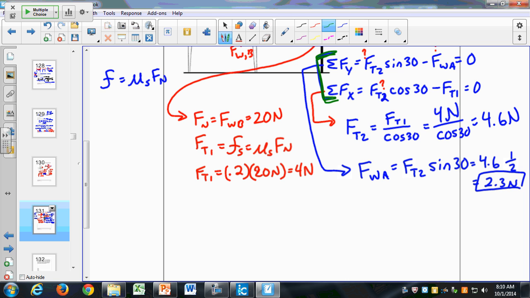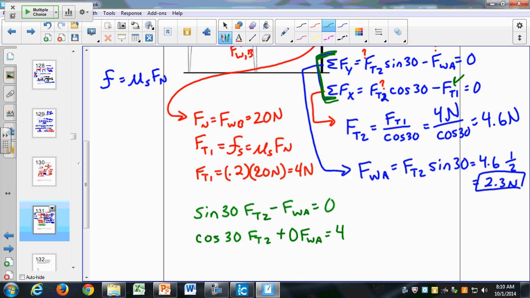Let's see, I have sine of 30 times Ft2 minus Fwa equals 0, and then cosine 30 Ft2 plus 0 times Fwa equals 4, because I know that Ft1 is equal to 4, so I just brought it over to the right-hand side.